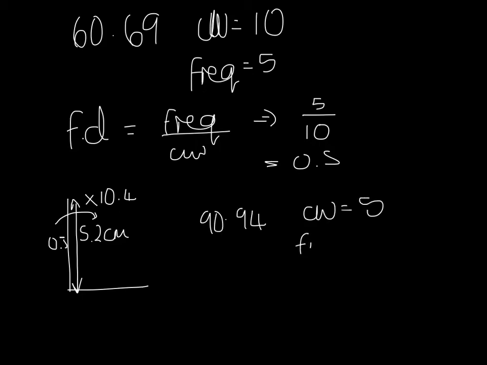In the 90 to 94 bar, the class width is 5 and the frequency is 2. So our frequency density for this bar would be 2 divided by 5, which is 0.4.